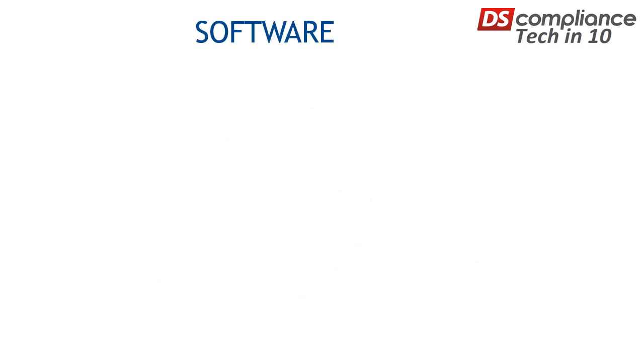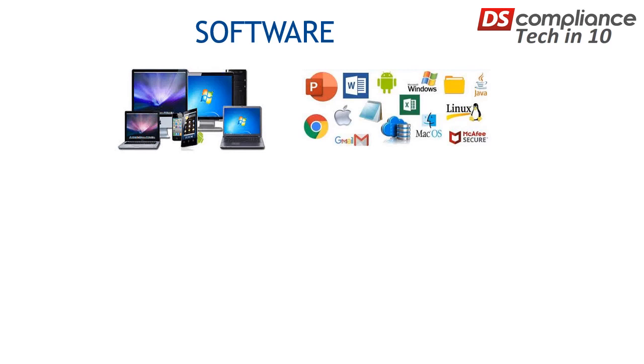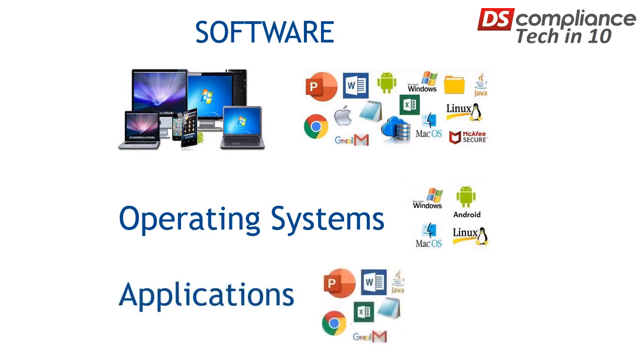Let's examine software in more detail. Just as a computer system has two components, hardware and software, we can essentially break down software into two elements. These are operating systems and applications. Let us first examine operating systems in a little more detail.